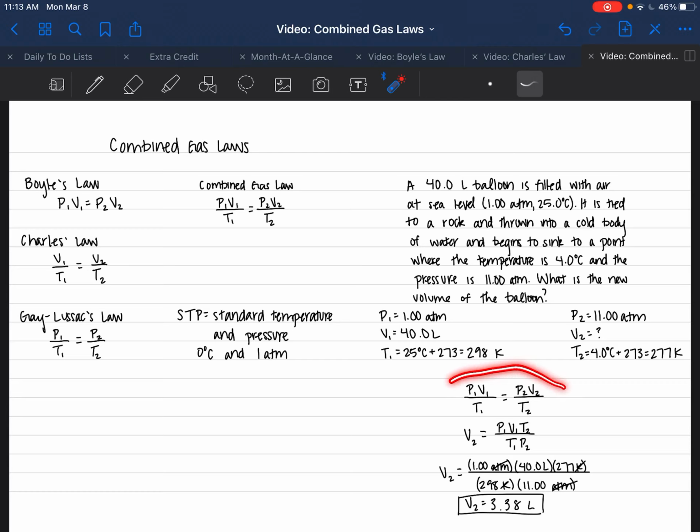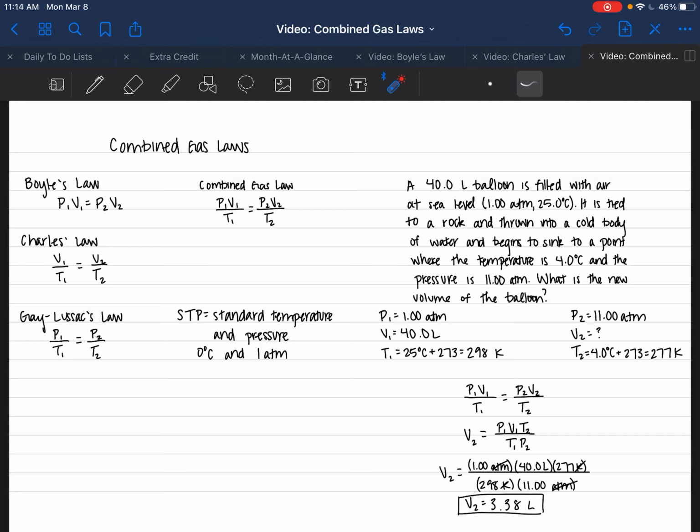So here's our combined gas law. That's what we already know, the equation that works. And I'm going to go ahead and make sure that V2 is on its own. So you'll have to multiply both sides by that T2 and then divide both sides by P2. And you're left with this. So V2 is equal to P1 times V1 times T2 over T1 times P2. So it looks pretty complicated, but you already have all of those values on the right-hand side. So we can just plug those in.